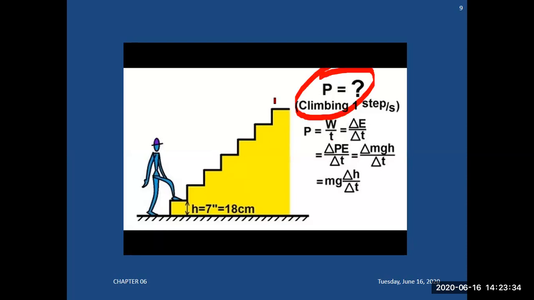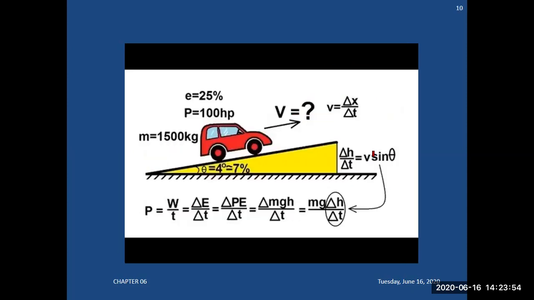You will calculate the amount of work done when a person is ascending the stairs. It will be in the form of potential energy, and you consider how much time it will take. You will put the value of the time in the formula. At the end, you will be able to calculate the power. And this is another example.